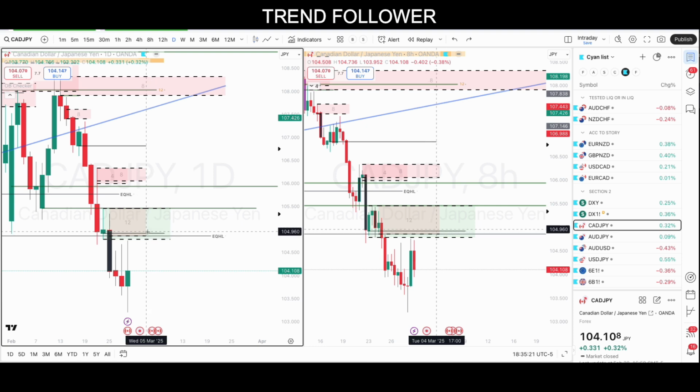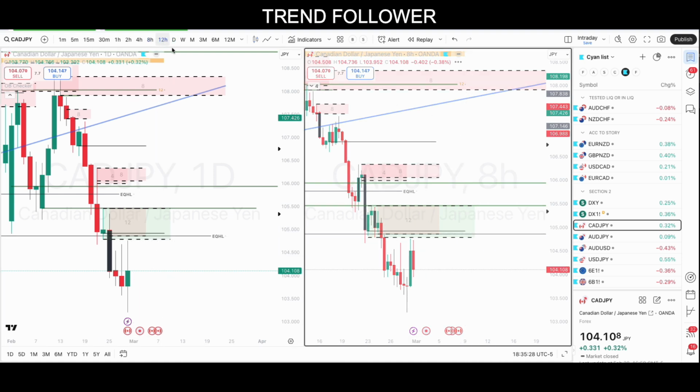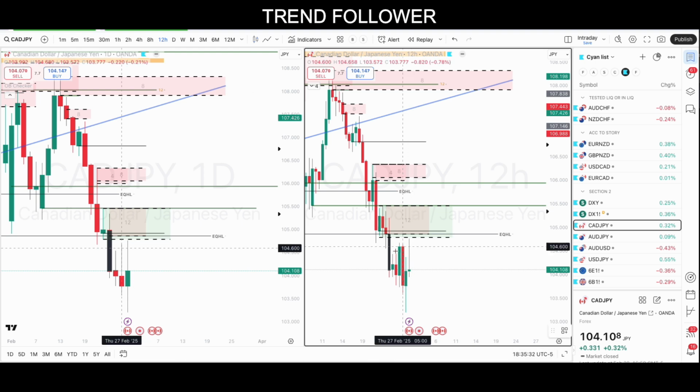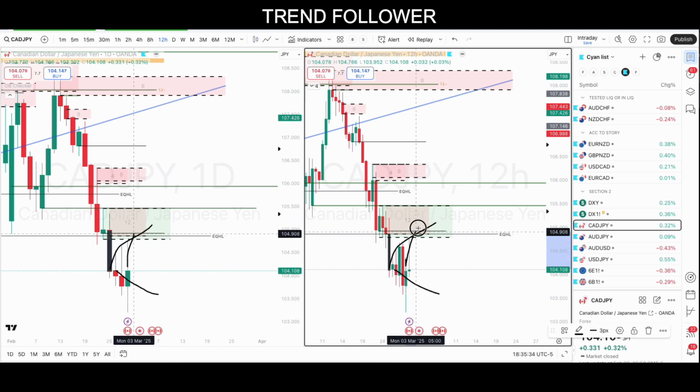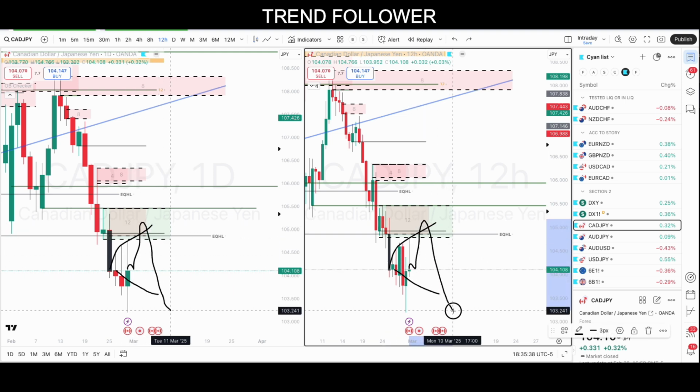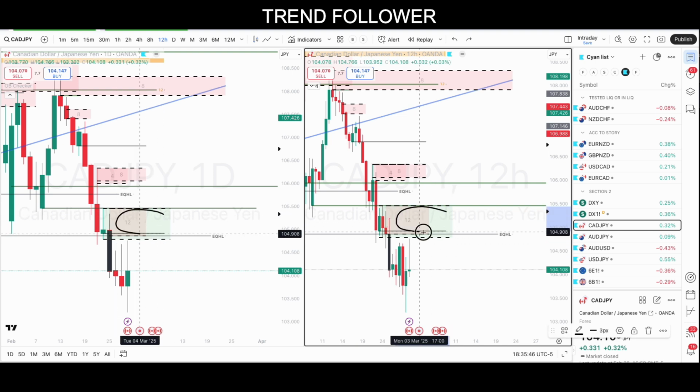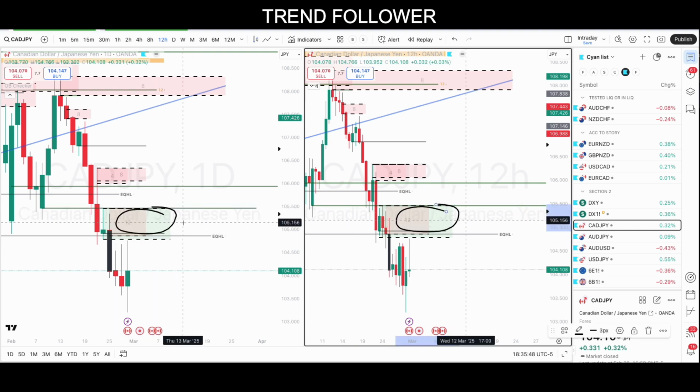So with respect to CADJPY, there are two zones. One, I explained this one. So I do think you have this kind of structure being formed, and you can do like this, right? And then maybe go up or down. Point being, that's the structure, at least on CAD, that this zone is very, very important.